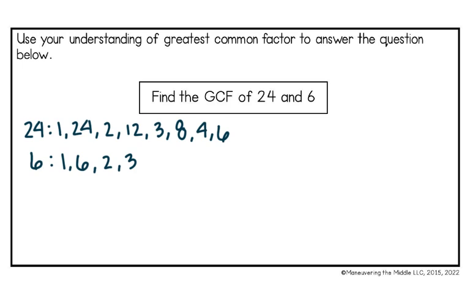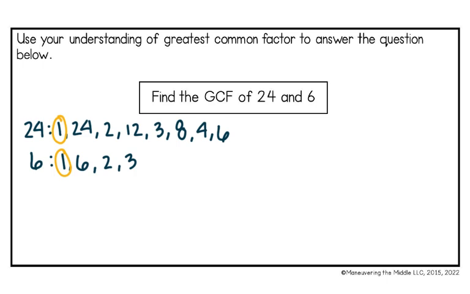So I'm going to stop at 6, because if I keep going, it's going to make no sense, because those numbers are going to be greater than 6. So now I'm going to look and see which numbers they have in common. Well, they have number 1 in common. However, number 1 won't be your greatest common factor.